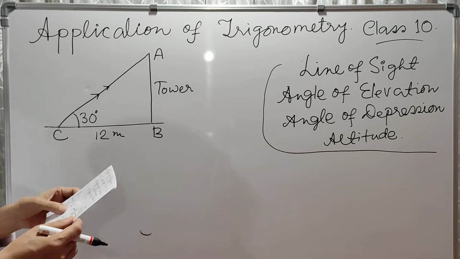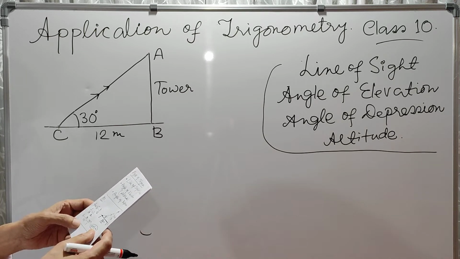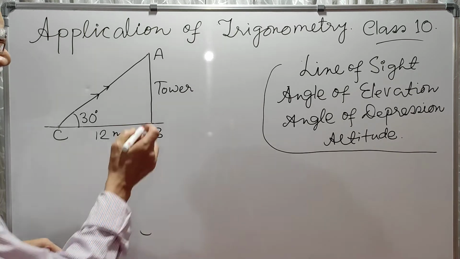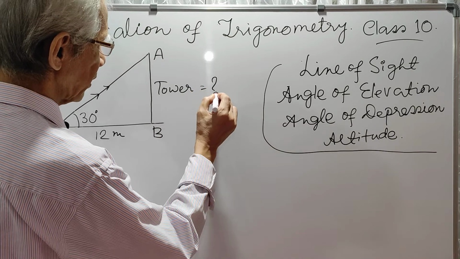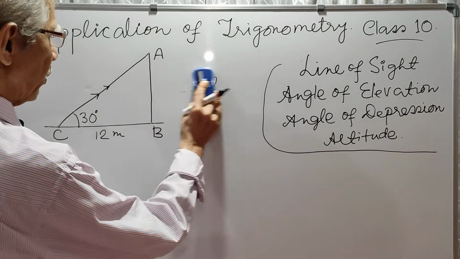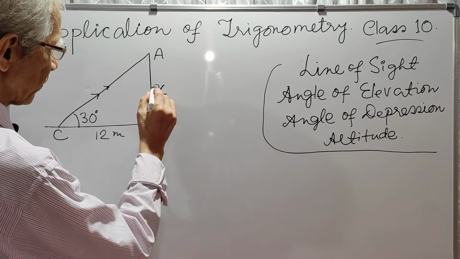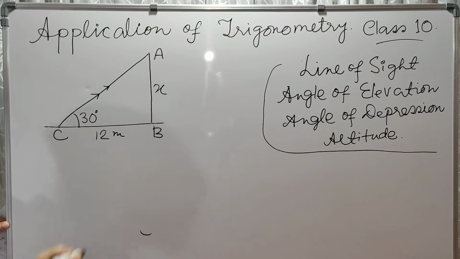Now the question is to find the height of the tower. So this tower, what height? That you have to find out. For convenience of writing, let us say this is x. So this is 12 meters. Suppose this is x meters. Now we will use the trigonometrical ratio tan.